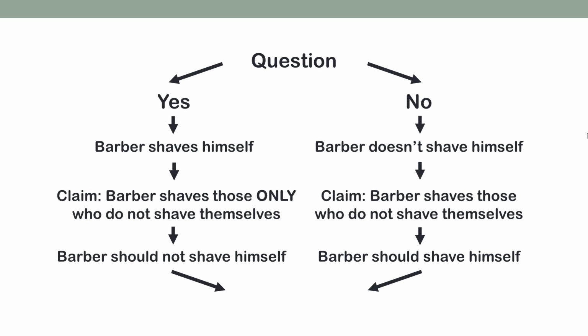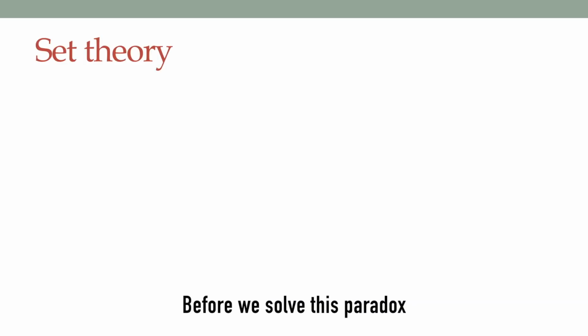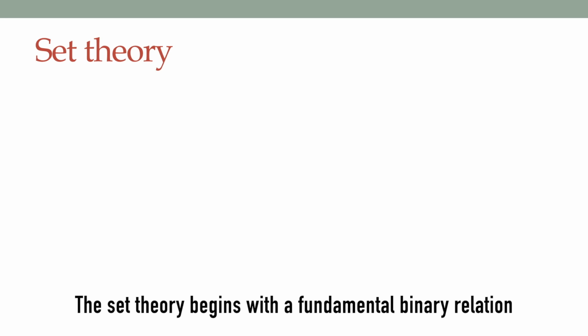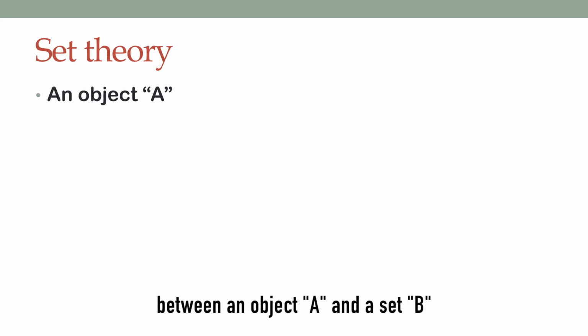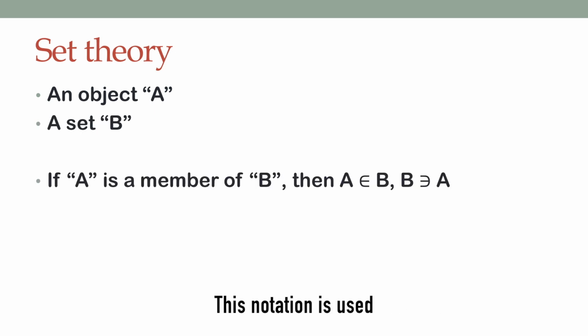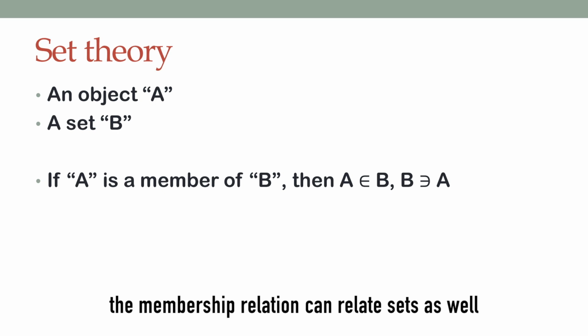These two answers lead to contradictions. Before we solve this paradox, we should take a look at the set theory. The set theory begins with a fundamental binary relation between an object A and a set B. If A is a member or element of B, this notation is used. Since sets are objects, the membership relation can relate sets as well.